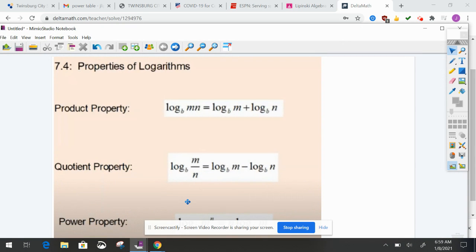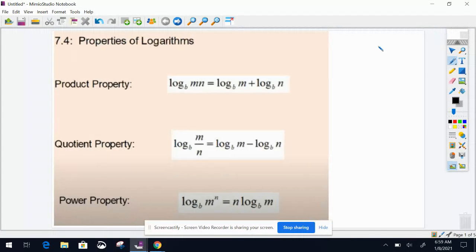Okay, so 7.4 is properties of logarithms. As we are moving forward with the logarithms, now we're going to get into a lesson that, once you understand it, is very, very, very simple. There's really three things that we're looking at here, but there's not a whole lot to this until we get into 7.5, which is where we really use these properties. So today's a lot about practicing.